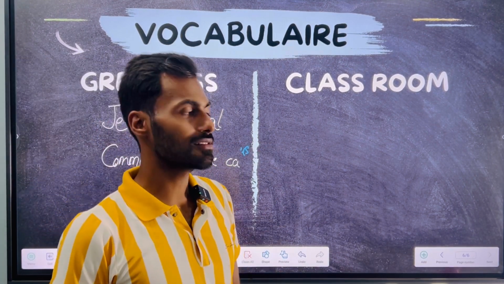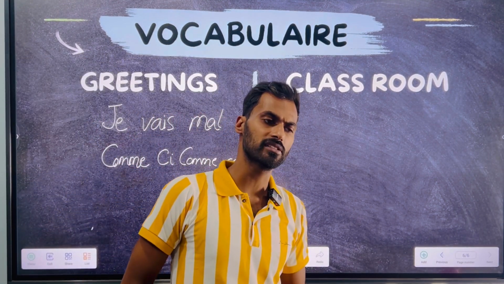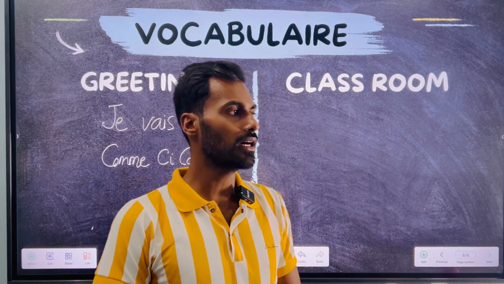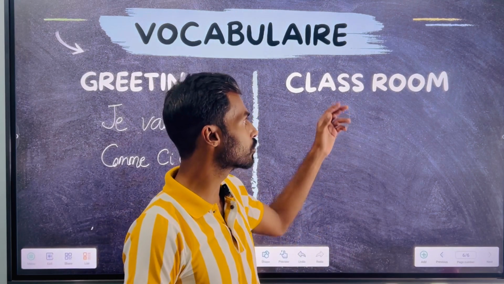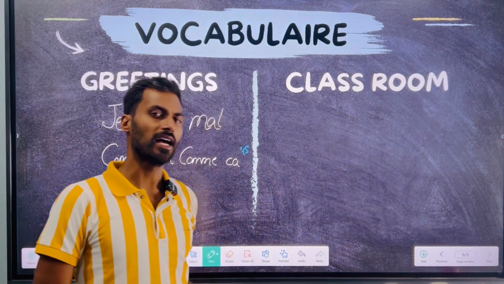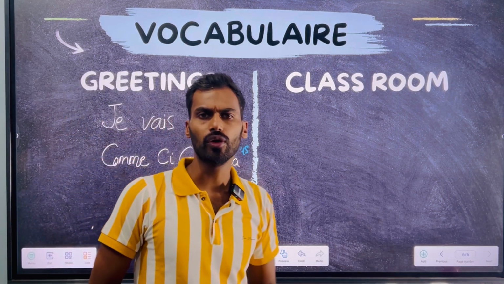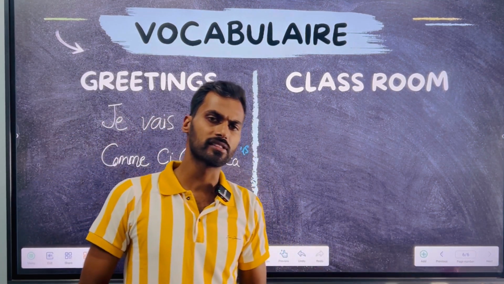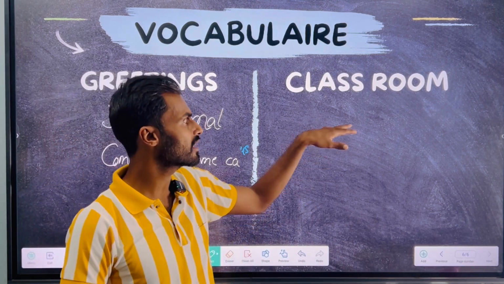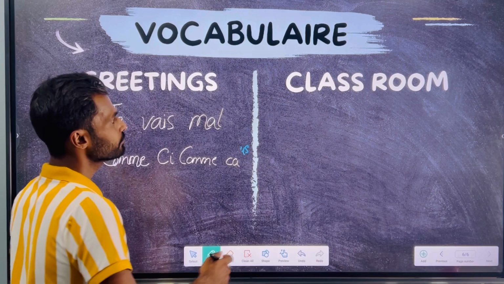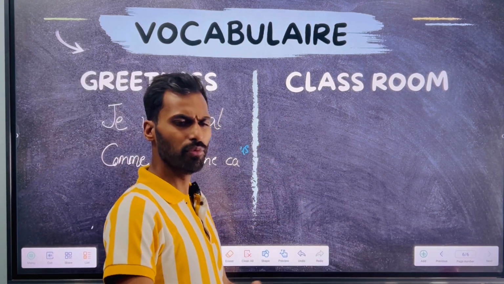Now in class 6, I have gone through the chapters and I've seen that there are greetings and then certain words that are related to the classroom. So I will be telling you certain classroom words. Like in a classroom, what could be there? The blackboard, the pen, the table, the box, the bag. So these kinds of words are there. Okay. So let's start with the book itself.